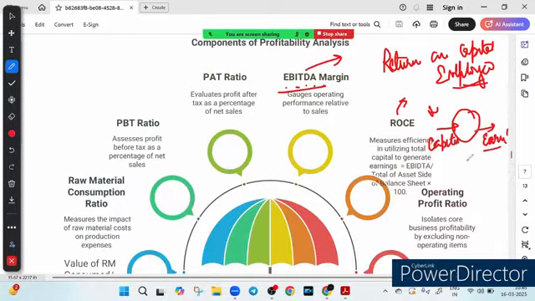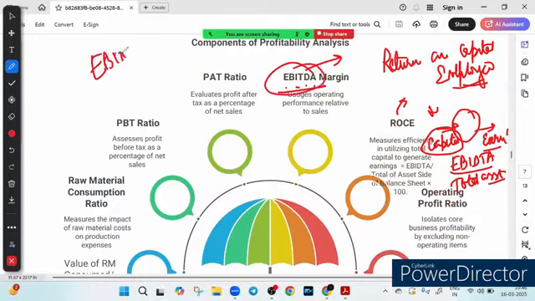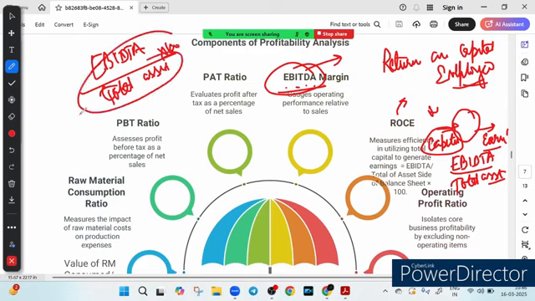The formula is quite simple for ROCE. Earning is represented by EBITDA, and capital is the total asset. So EBITDA upon total asset into 100 is the formula for calculating ROCE. Return on capital employed means the business is investing capital, and how much earning is it generating? So you write EBITDA in the numerator, which represents your earning, and you write the capital, which is the total asset the company has, in the denominator, multiplied by 100. This will give you ROCE, return on capital employed.